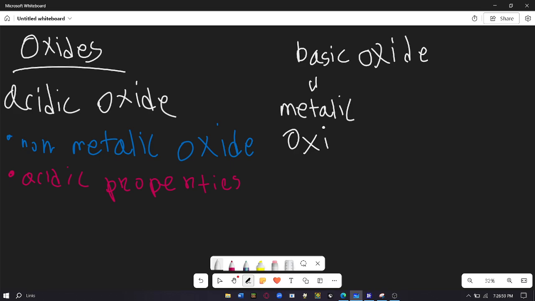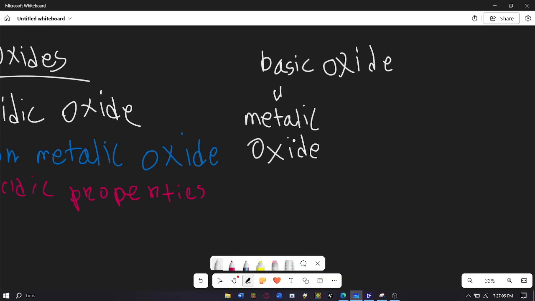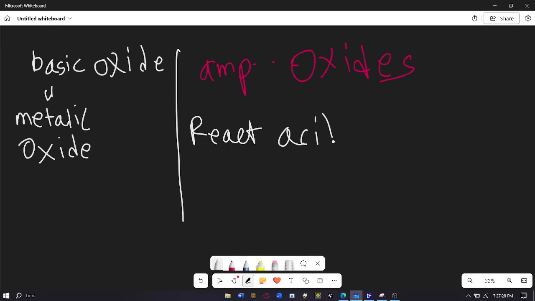So it's a metallic oxide. Okay? A metallic oxide. That's basically what a basic oxide is. It's any metal oxide. Then we have something that's very important. Amphoteric oxides. I might be wrong with the spelling. Amphoteric oxides are oxides that react with both acid and alkali. Alright? This is very important.